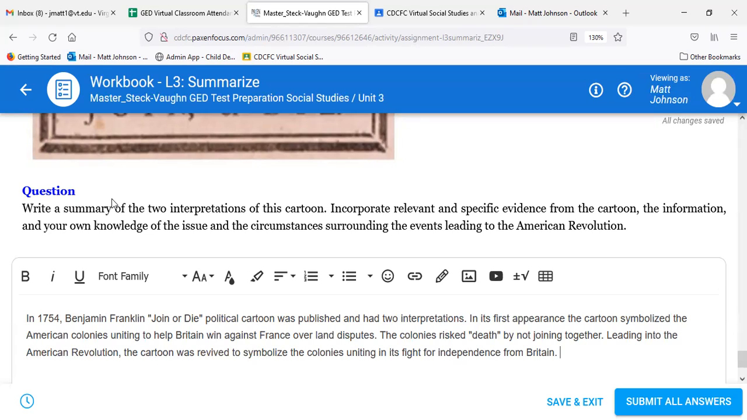So when you're at, I don't even know why I said the Smithsonian History Museum, but if it's there, when you take your kids there someday, you can look at it and go, yeah, well, in 1754, Ben Franklin's Join or Die political cartoon was published and had two interpretations. In its first appearance, the cartoon symbolized the American colonies uniting to help Britain win against France over land disputes. The colonies risked death by not joining together. Leading into the American Revolution, the cartoon was revived to symbolize the colonies uniting in its fight for independence.